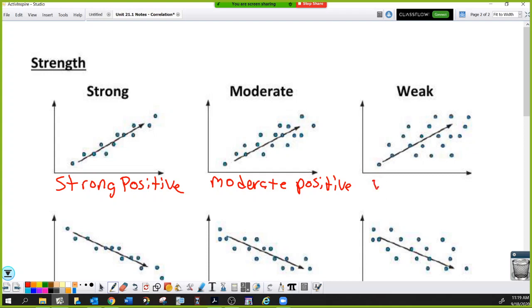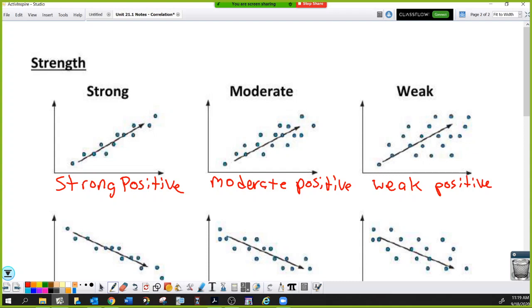Once again, are they going to give you dots and make you make a judgment on whether or not they're moderate or weak? No, they're not going to do that. Don't worry about that. It's not like how close those dots have to be in order for me to say that it's moderate or strong. Don't worry about that. That's not how it works.